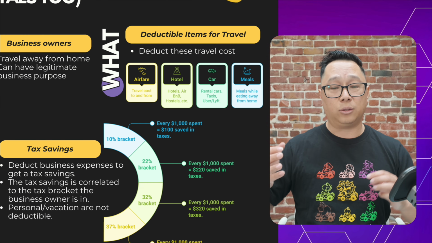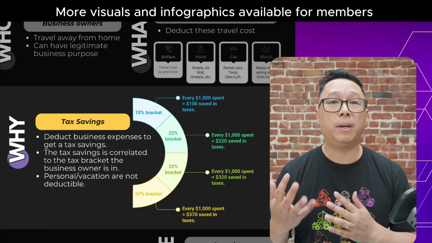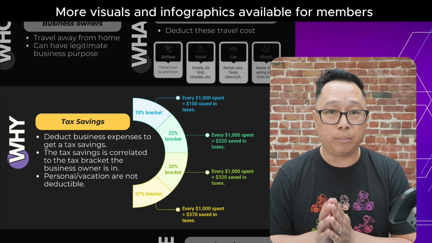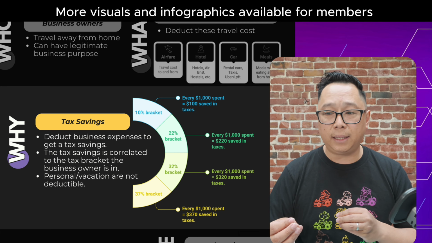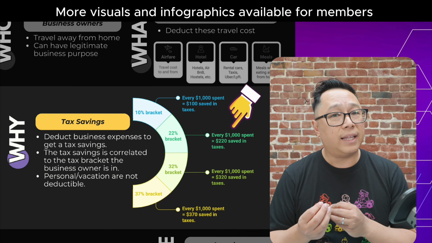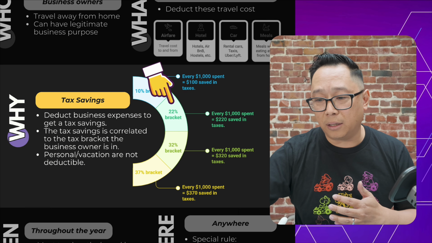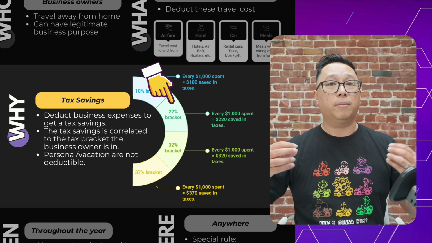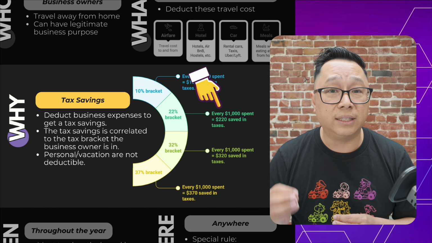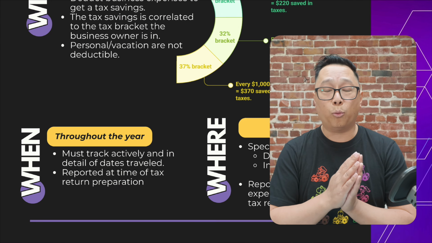The next one is why. Why are we doing this? Well, of course, it's going to be for tax savings. We want to make sure clients understand that they're getting the most tax savings possible. And the way I like to explain it is that, hey, if you add up all of your travel costs, for every $1,000 that you spend, you're going to save, say, $220, assuming they're in the 22% bracket, right? So you spend $1,000, you're going to save $220 on your taxes just by deducting this.